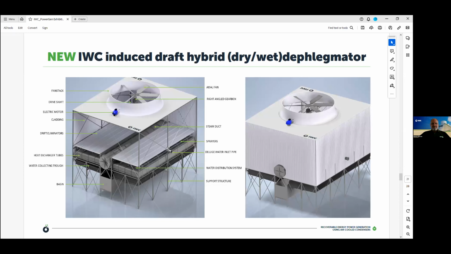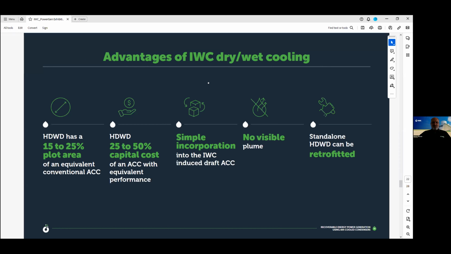This is my preferred solution. It's the induced draft version. So again, the fan is on the top, and you have these bundles over here with its water recirculation system and drift eliminators. What makes this very interesting is that one could build it just like an induced draft cooling tower. So one can either collect the water in devices and put into a basin, or one could have a basin at ground level. All right, so what makes this interesting?